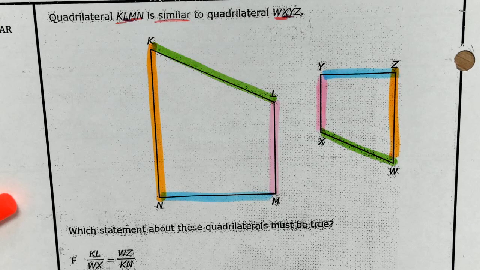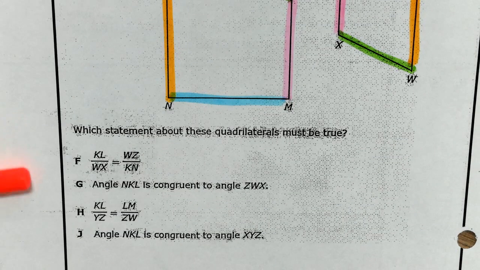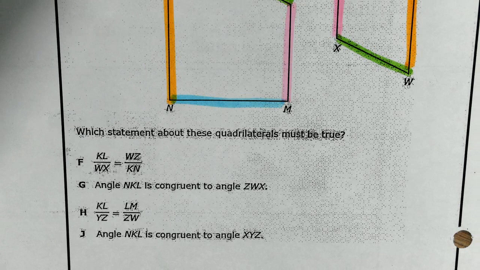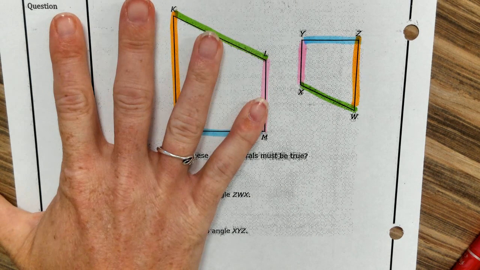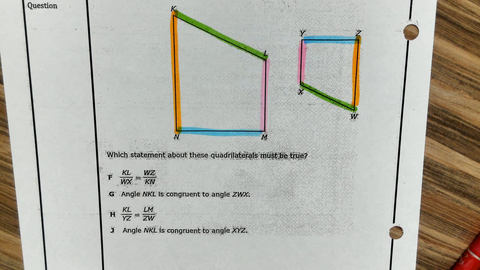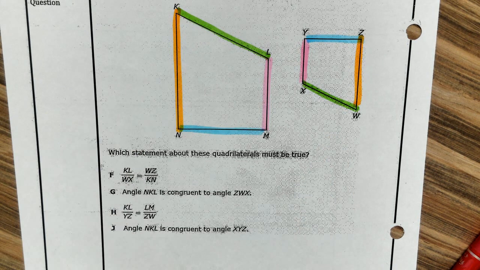Now, let's read the question. It says, which statement about these quadrilaterals must be true? Did it ask you to solve anything? No. We know that they're similar. So before we read anything, let's talk about what we know about similar figures. We know their angles are the same. Give me a word for the same. Congruent. So their angles are congruent. We know their side lengths are not congruent. They are proportional.